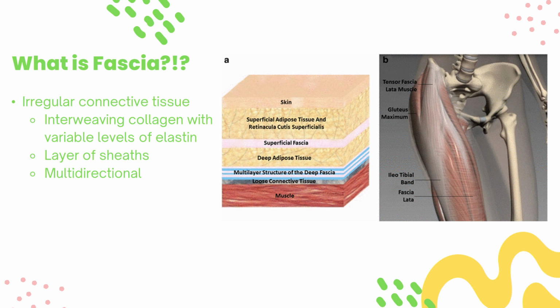As connective tissue, fascia is developed from collagen and elastin. And depending on the amount of collagen versus elastin in the fascial tissue, it actually has different purposes and different tensile strengths within the actual tissues themselves. So fascia is this irregular tissue, meaning that it goes multiple different directions throughout the body depending on the function. There's different types of variables between the elastin and the collagen fibers.